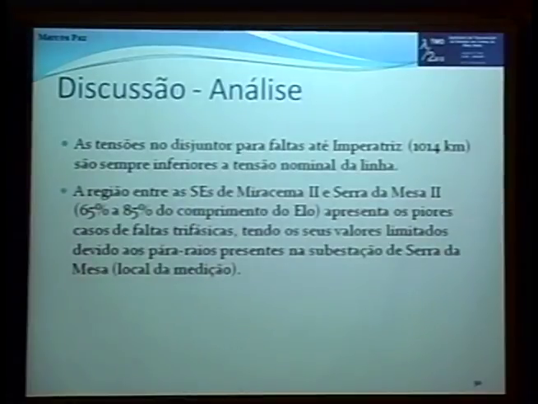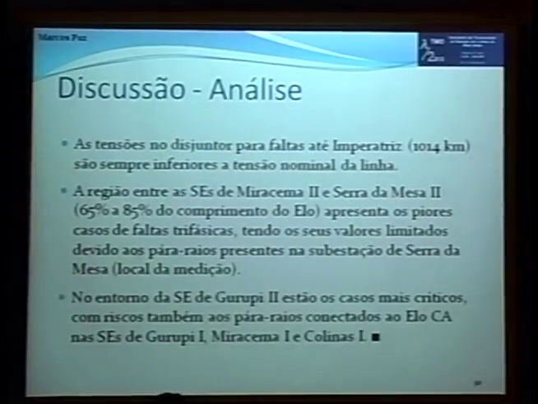voltage of the line. We have observed that the critical region for three-phase faults is located between the substations of Miracema 2 and Serra da Mesa 2, which comprises 65 to 85% of the length of the link. We will have the worst cases for three-phase faults, and these values are only limited by the surge arresters' presence on the substations, including the substation of Serra da Mesa.